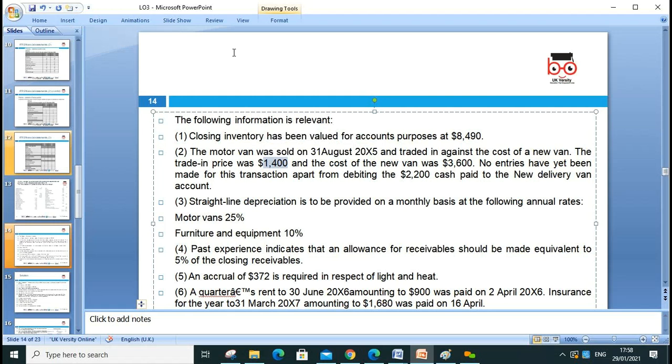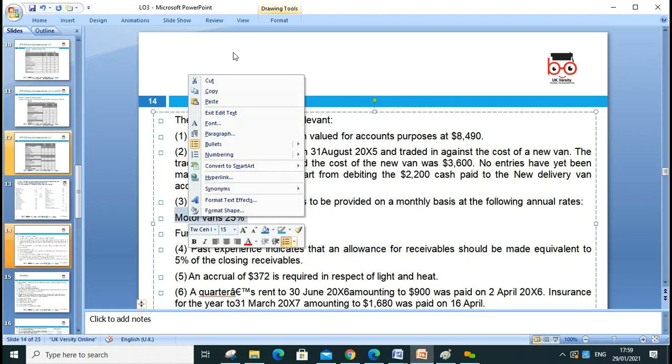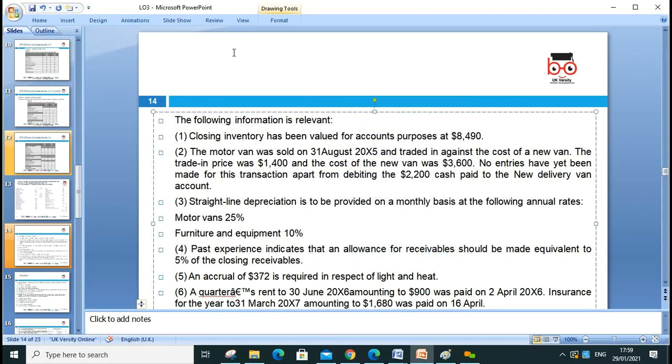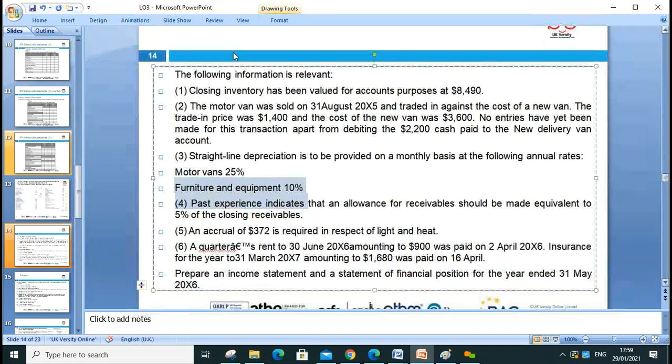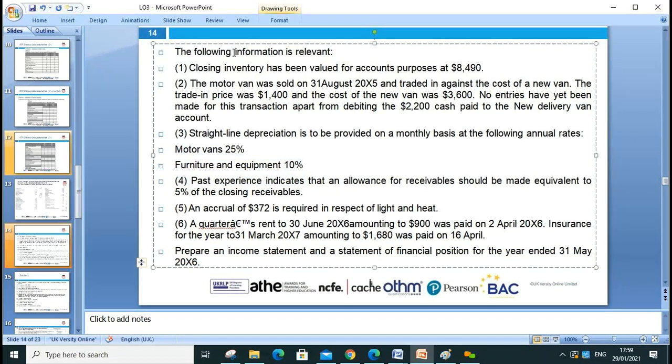No. Then depreciation, we do straight line. Motor vehicle is 25%. We do depreciation expense debit, accumulated depreciation credit. All these adjustment entries are given in the next slide. Furniture, we do 10% depreciation. Past experience: trade receivables, 5% receivable. The money we are supposed to receive, the customer is not paying. So we can say bad debts, yes?